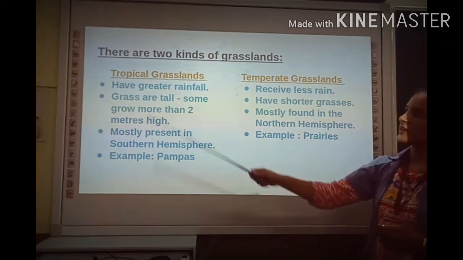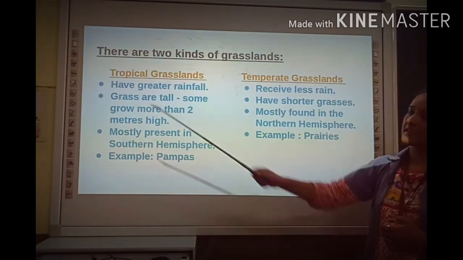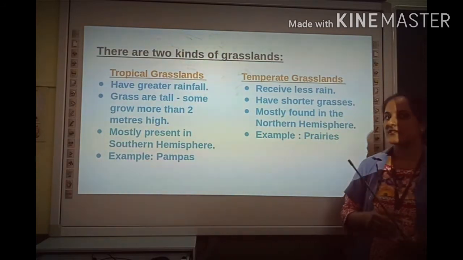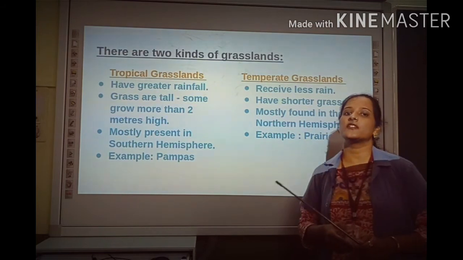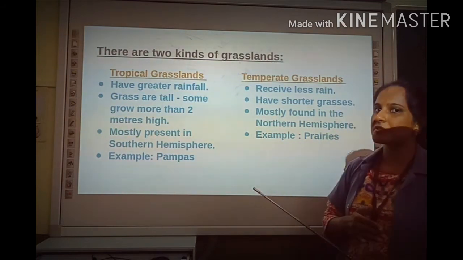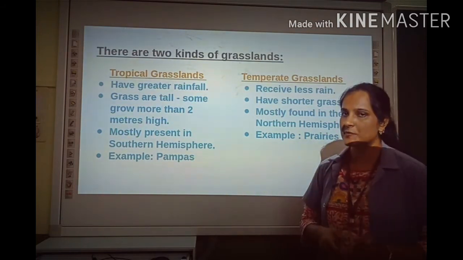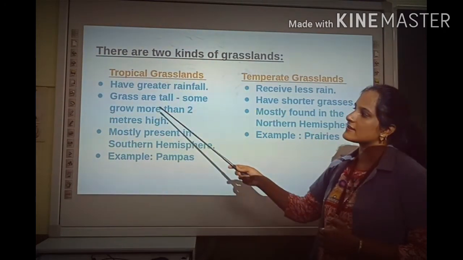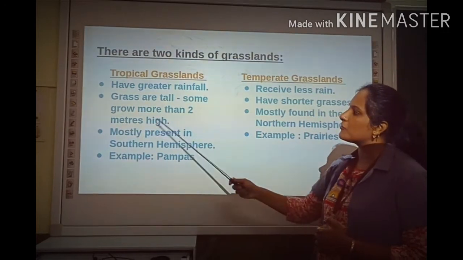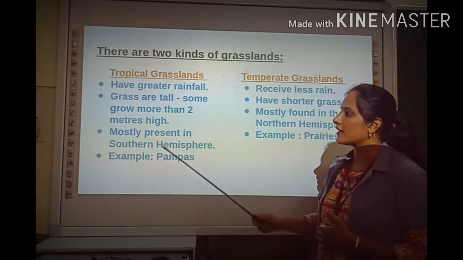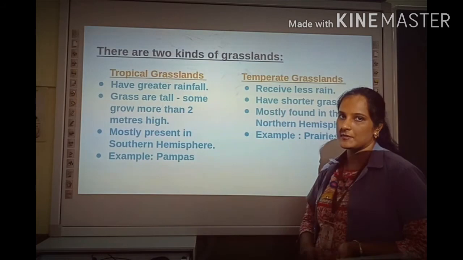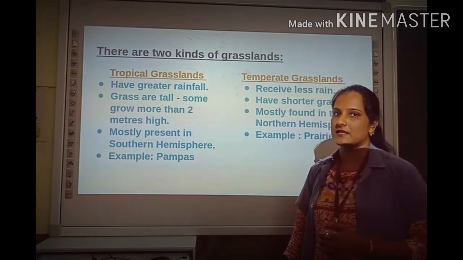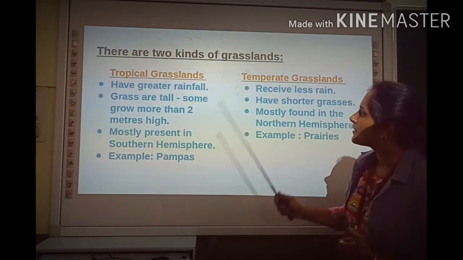So what do you mean by tropical grasslands? See, climate is extreme in the tropical zone, receiving the highest amount of heat and light, resulting in maximum rainfall. Hence, grasses are tall. Some grow more than 2 meters high. They are mostly present in the southern hemisphere, and for example, here it has been taken as the Pampas, South America.